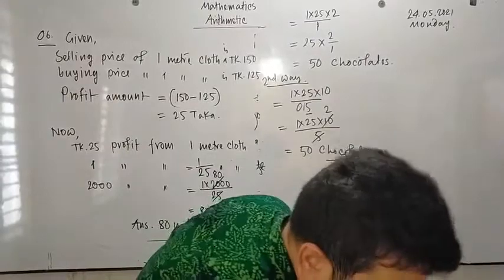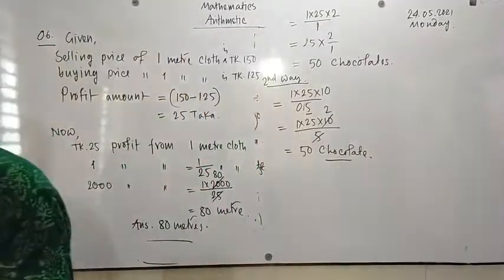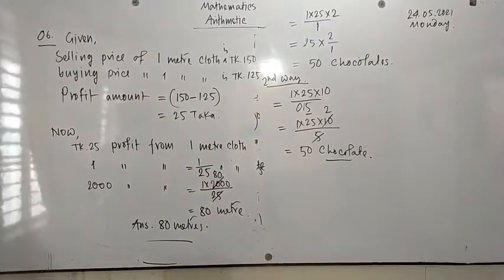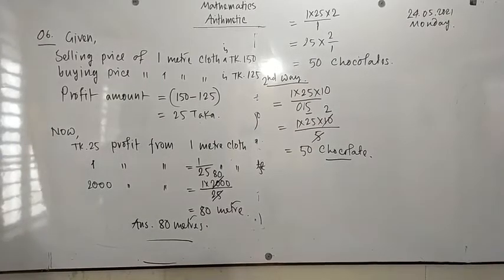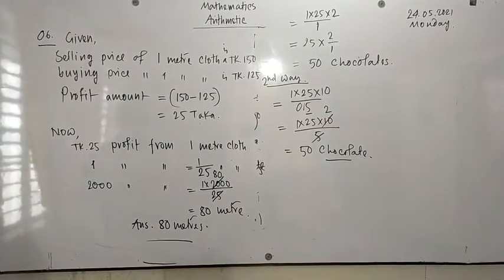Next one, what is it? Next one, it is this. An item is bought for 190 taka and sold at 175 taka. What is the percentage of profit? I think you can do it.